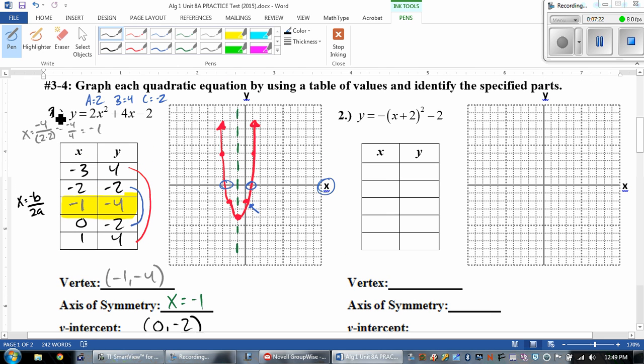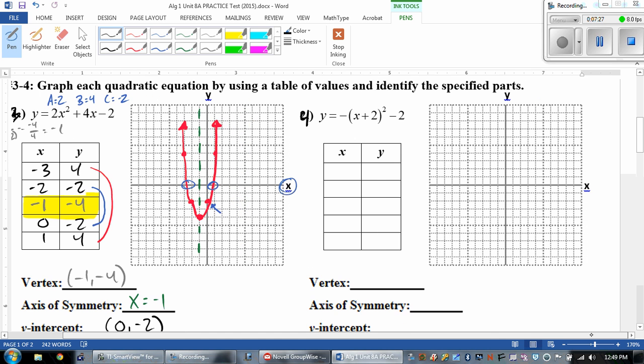So that one was number 3. This one's going to be number 4. Now, the thing I like about this one right away is that it's in, not standard form, Mr. Grice, it's in vertex form. So right away, I know that my vertex is the opposite, and this stays the same. So -2, comma -2. And that'll help me with the rest of these points. -3, -4, -1, and 0.